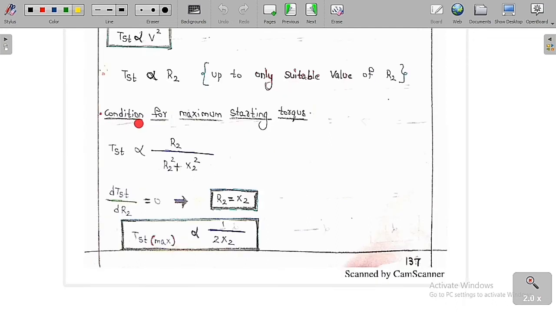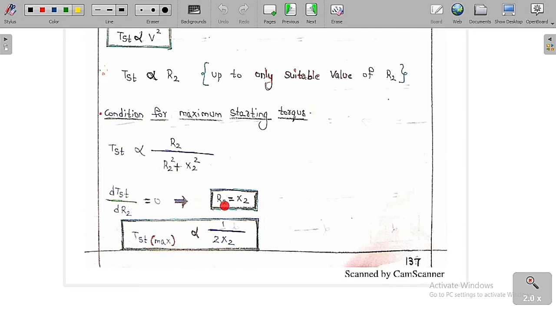So now we are going to figure out the condition for the maximum starting torque. What is the condition for the maximum starting torque? Starting torque is directly proportional to R2 by R2 square plus X2 square. I will assume that everything remaining is constant except R2, which is a variable. Remaining all other parameters are constant. So I want to find at what value of R2 I am going to get the starting torque as maximum. So we have to differentiate the above expression with respect to R2 and equate it to 0. So d TST by dR2 is equal to 0.